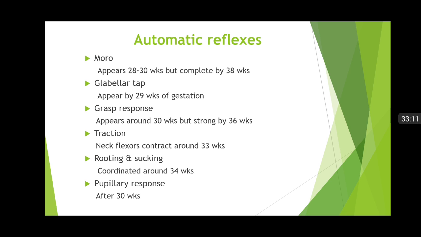Pupillary response to light appears after 30 weeks. When we put some light on the pupil, then the pupil will contract to the light, that is the pupillary response to the light, and it usually appears by the age of 30 weeks, and the baby starts turning the head towards light by the age of 36 weeks.